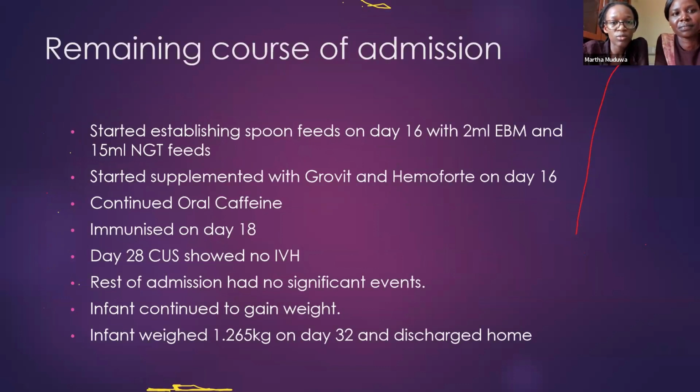For the remaining course of admission, we reached full feeds by day 16. We started spoon feeds and supplements. They continued with their oral caffeine. They were immunized by day 18. We had a day 28 cranial ultrasound, and there was still no IVH. The rest of the admission was not significant. Our infant continued to gain weight, and when they hit our target weight of 1.2 kilograms, we discharged them home on day 32.